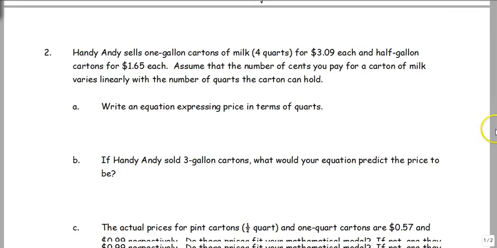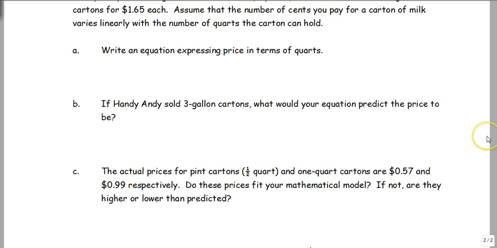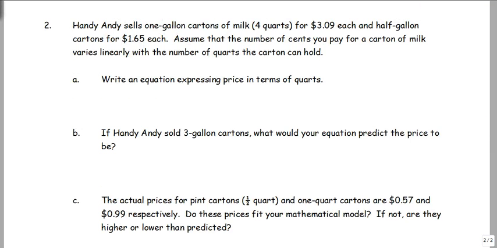If you want, you guys can pause the video right now and try number 2 on your own. The only thing that's tricky about this one is the wording at the beginning. It says, Handy Andy sells 1-gallon cartons of milk for $3.09 each, and half-gallon cartons for $1.65 each. Assume that the number of cents you pay, not dollars, cents, varies linearly with number of quarts.